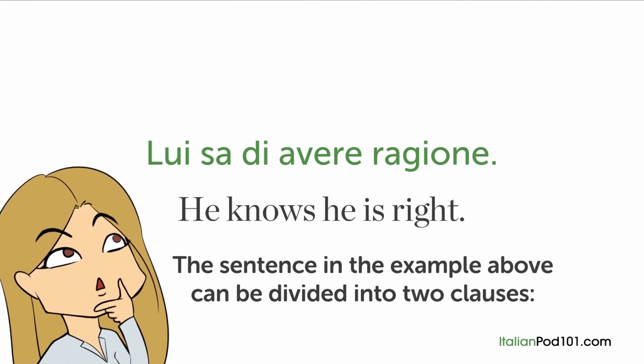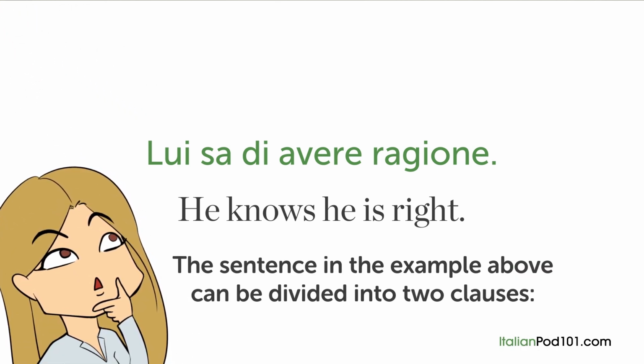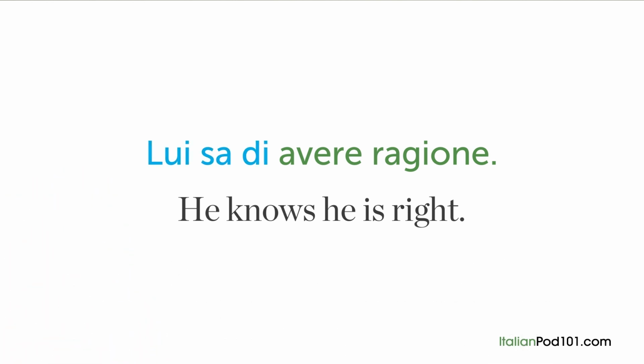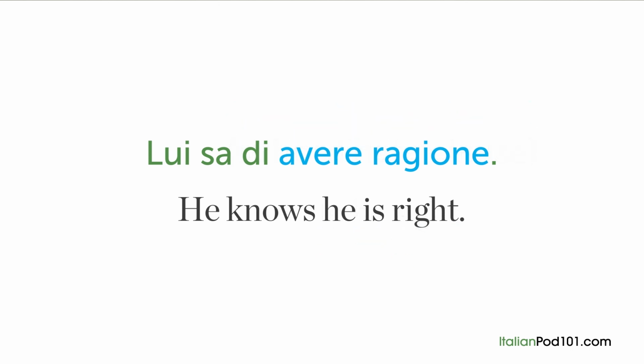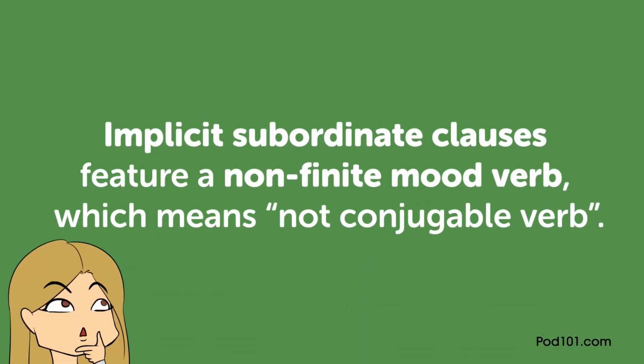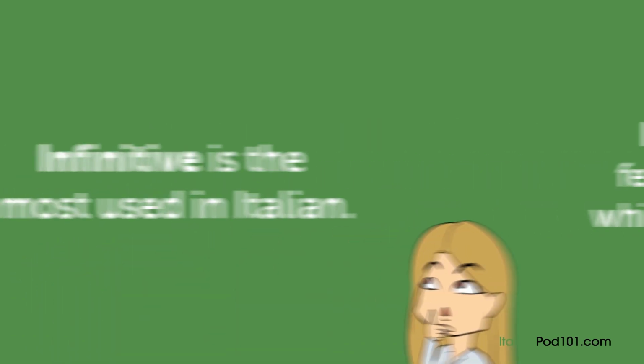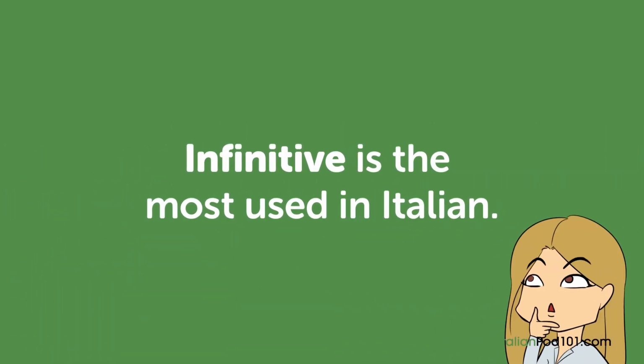The sentence in the example above can be divided into two clauses. Lui sa di, meaning he knows that, is the main clause. Avere ragione, literally to be right, is the subordinate clause. In English, it's translated as he is right. This is a special kind of subordinate clause called implicit. Implicit subordinate clauses feature a non-finite mood verb, which means not conjugable verb. Infinitive is the most used in Italian.